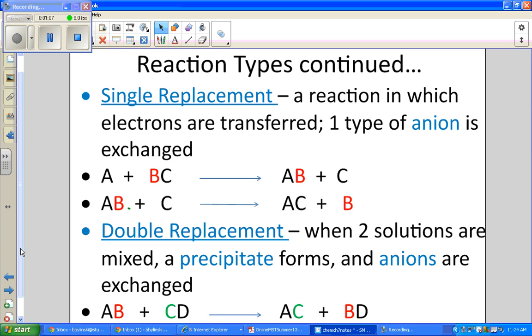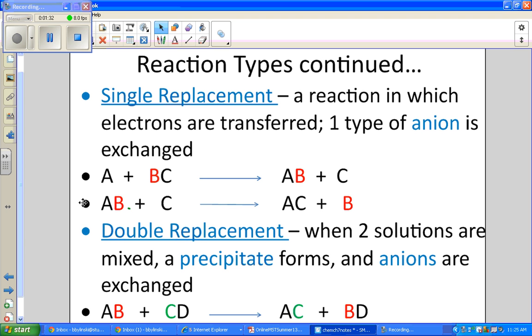Okay, the next type is called single replacement. So this is a reaction in which electrons are transferred. So one type of anion, which is a negatively charged ion, is exchanged. So I like to think of this as a relationship. So if you look at the first example, you have A is by himself. B and C are together. A is not going to like that.